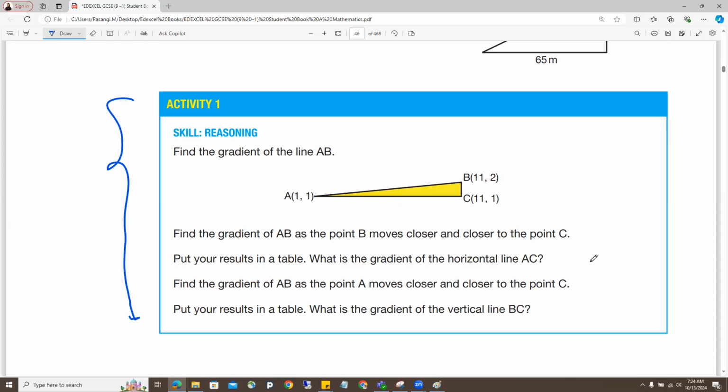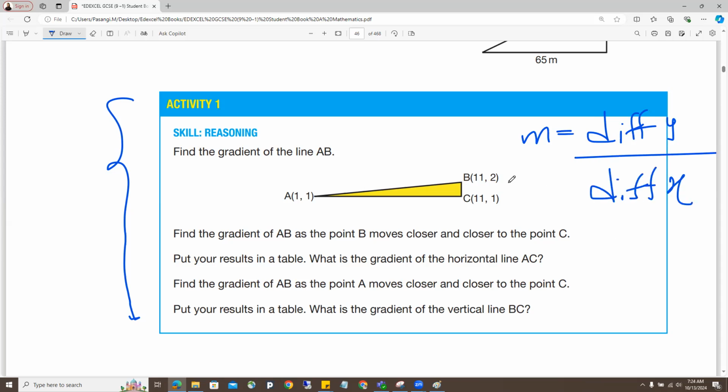Miss, do we have to multiply? No, when it comes to finding the gradient, they have asked us to find the gradient of the line AB. Line AB means this line. The difference of the y coordinate should be divided by the difference of the x coordinate.